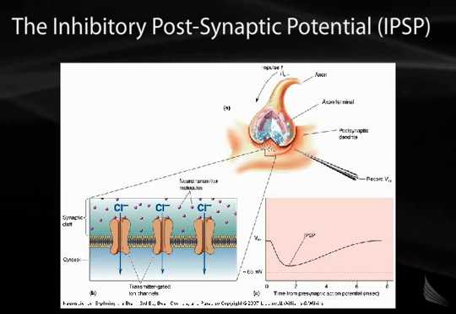Another possibility is that the neurotransmitter could bind to a receptor, and activation of that receptor may cause the influx, in this case, of chloride. Chloride, by carrying a negative charge, will make the cell more negative, and you will move the voltage further away from threshold. This is referred to as an IPSP, or an inhibitory postsynaptic potential.